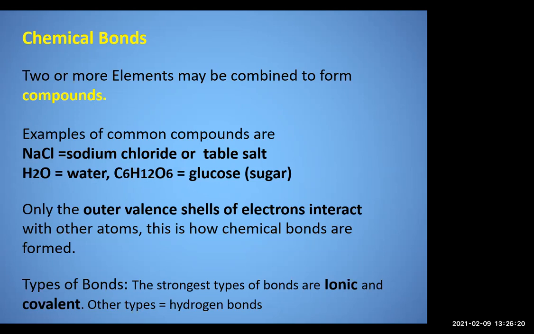And chemical bonds between two or more elements form them into compounds. And again, it's the outer valence shells of the electrons that interact and form the bonds. The strongest types of bonds are ionic and covalent. The third type of bond is called the hydrogen bond.